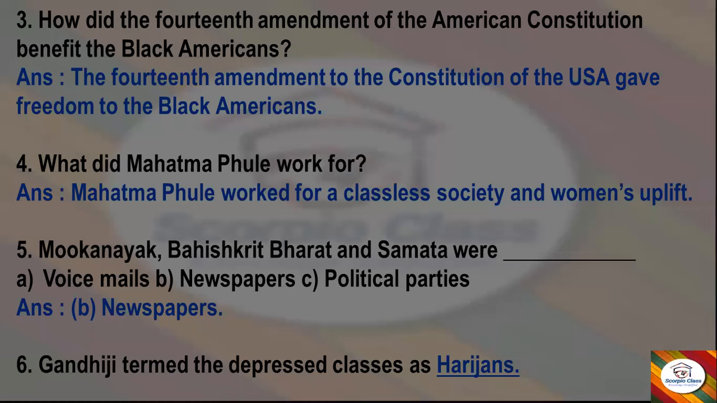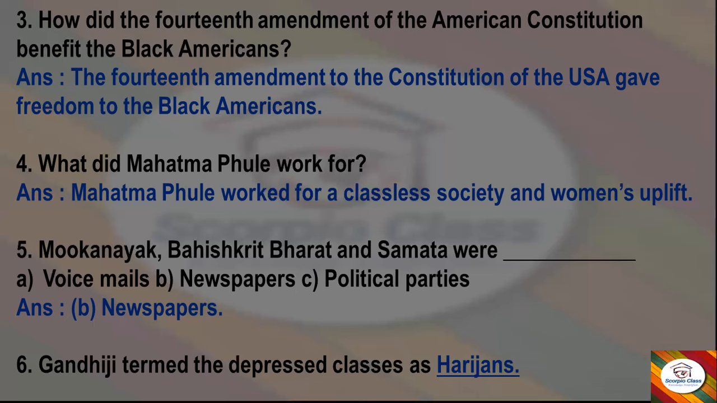Next question. What did Mahatma Phule work for? Answer. Mahatma Phule worked for a classless society and women's uplift. Next question. Mooknayak, Bahishkrit Bharat, and Samata were dash: voicemails, newspapers, or political parties. Answer is option B, newspapers. So these were the names of the newspapers started by Ambedkar.